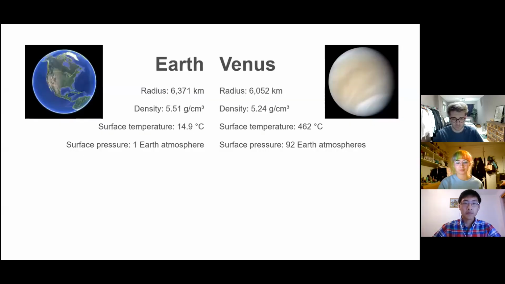So just a little summary on Earth and Venus first. You can see here that the bulk properties of Earth and Venus are very similar. They have similar densities, surface gravities, and chemical compositions. Both are rocky planets with silicate mantles and metallic cores, and both formed in the inner solar system, so their chemical compositions are very similar.